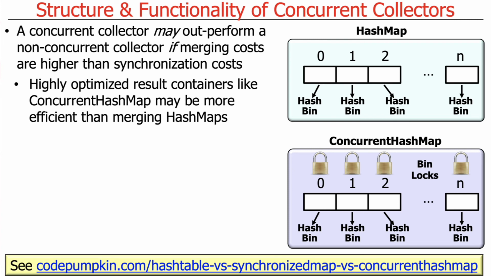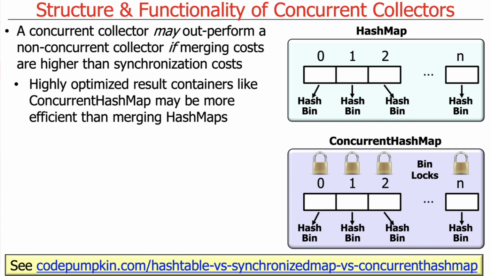Now, the really clever way to do this is to use concurrent collections that are intentionally designed to work efficiently and scalably and optimally in heavily multi-threaded environments or multi-core environments. And a great example of this, of course, would be a concurrent hash map. You can take a look at this article that talks about hash map versus synchronized map versus concurrent hash map. And of course, a classic hash map has no locks whatsoever, so you would never be able to use it as a concurrent collection unless you manually put locks in there.